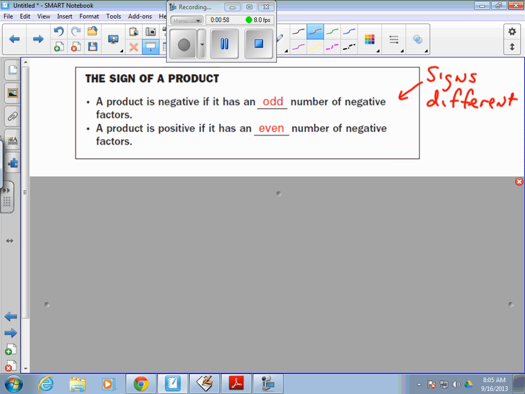This means if they have the same sign. So even means they have the same sign. So again, this is only talking about same sign. This is only talking about when you're multiplying two things by each other. The things that are in the box are for when you're multiplying more than two things by each other, three or greater.